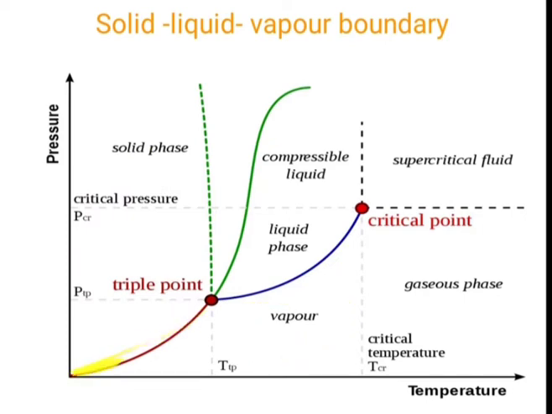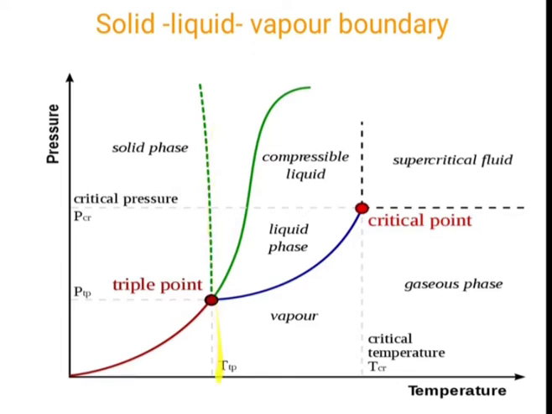This red line shows the boundary condition in between the solid and the vapor, and next one is the liquid and vapor, this one. Here is the liquid and here is the vapor. This blue line is for the boundary condition in between liquid and the vapor.